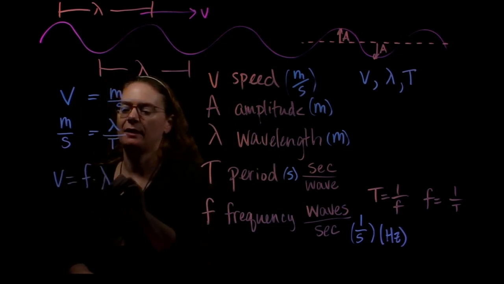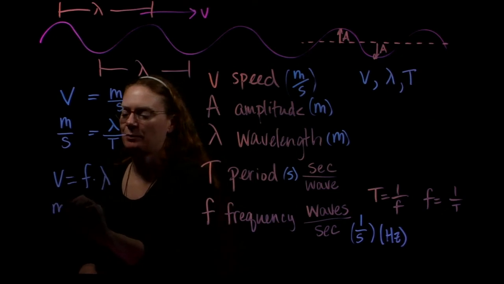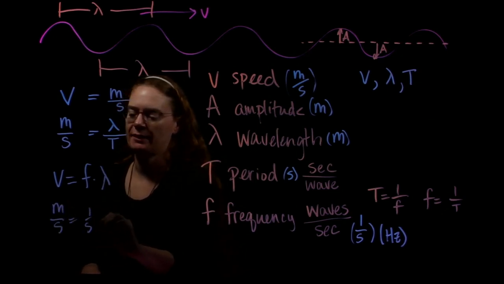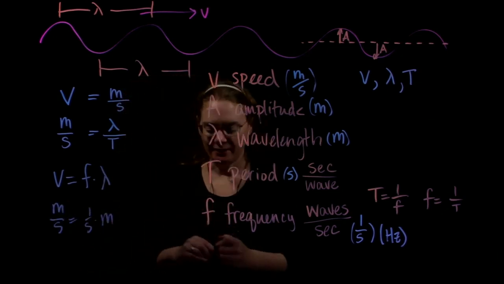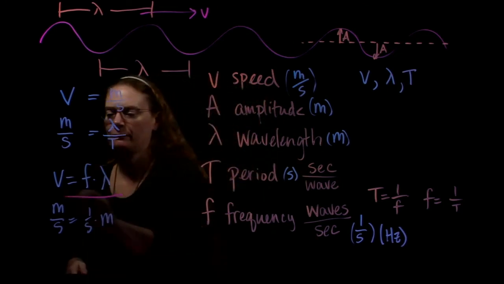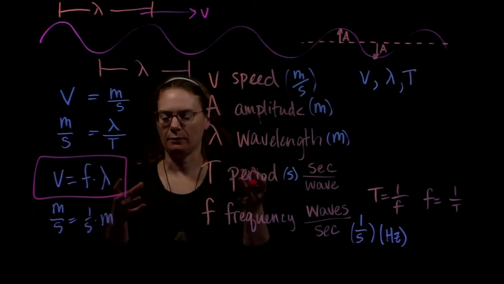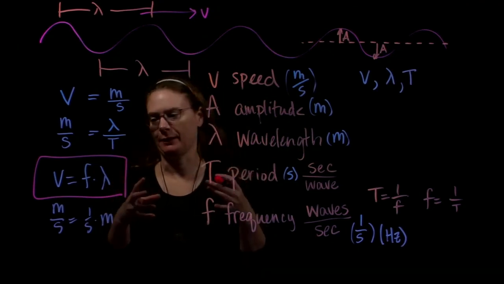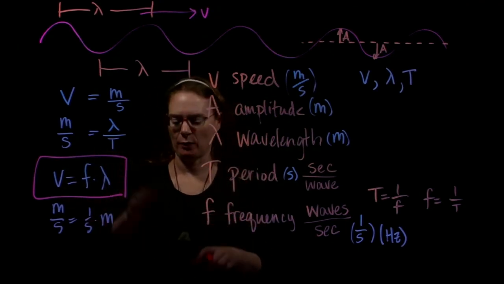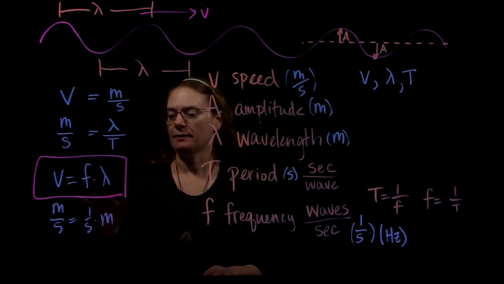Otherwise, I could do frequency times wavelength. Meters per second equals 1 over seconds times meters. This version of it right here, velocity is frequency times wavelength. That's our big equation for the waves unit. We need that for a lot of different things. So velocity, frequency times wavelength, and that's going to be the big one.